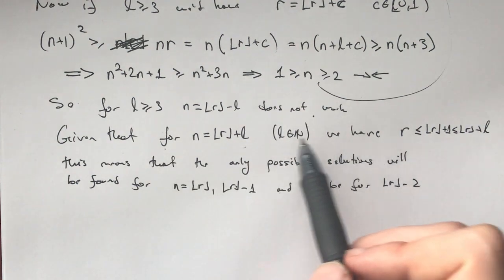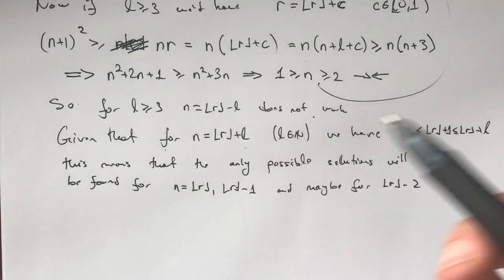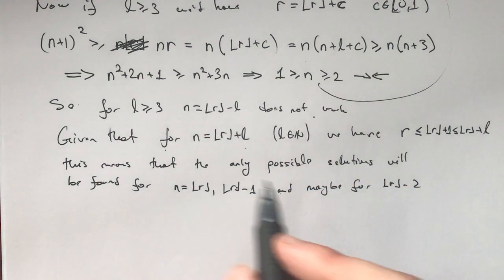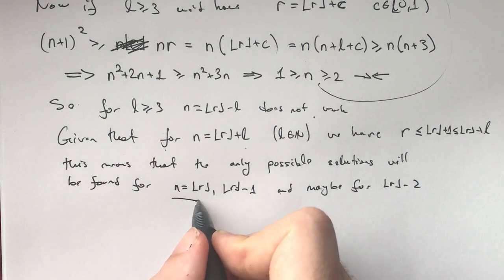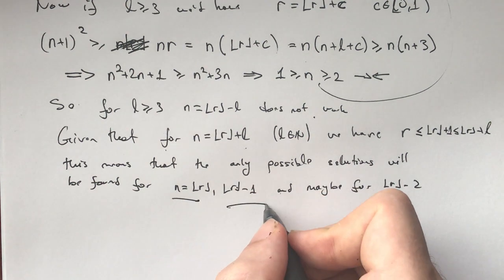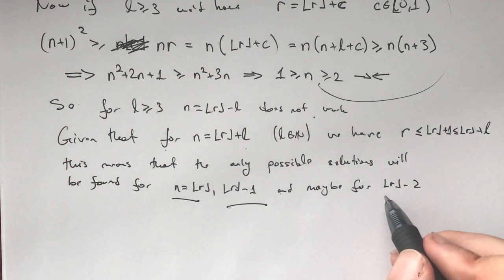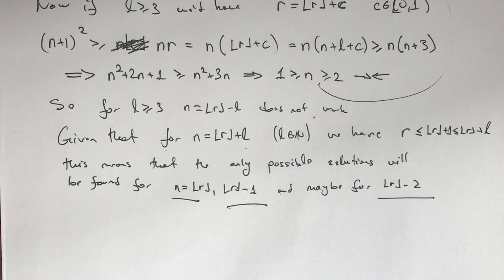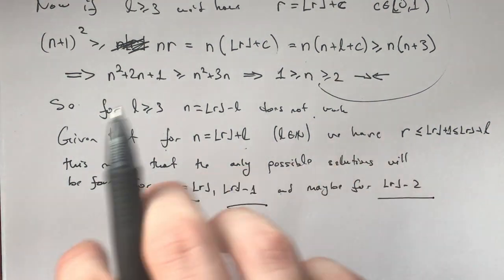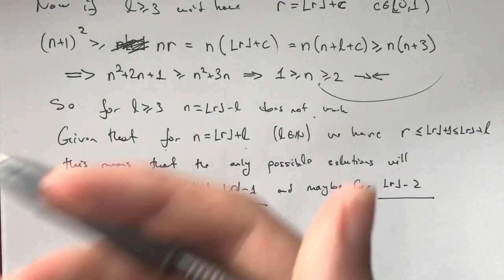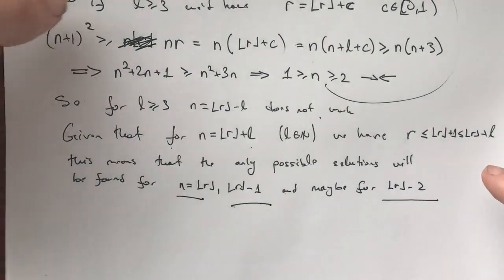This doesn't work for all L, like the floor of R plus L doesn't work. The other side does not fit, which means that the only possible solutions are n equals the floor of R minus 1, and maybe sometimes the floor of R minus 2, but it won't be anything else. This shows that there are either 2 or 3 solutions for every single R, which solves our problem.